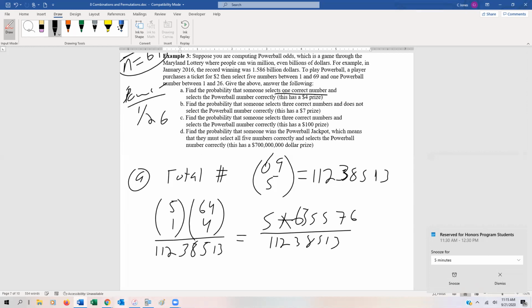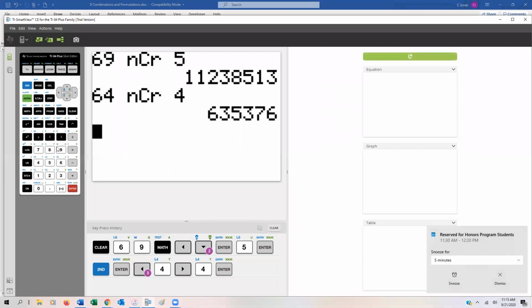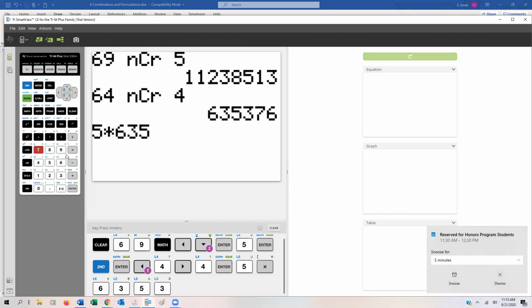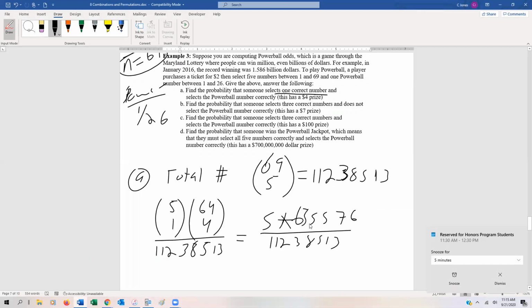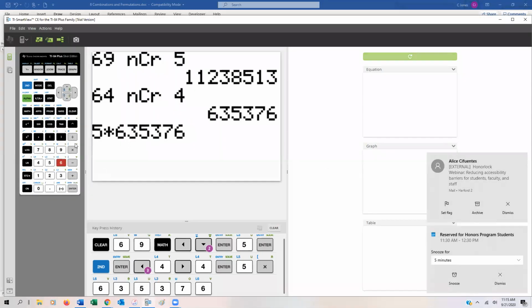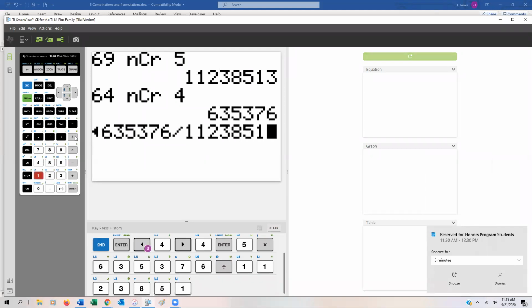So let's see what we get out of that. We're going to take 5 and multiply it by that 635,376. I think I copied that down wrong. So 635,376. And then we're still going to divide that by 11,238,513.